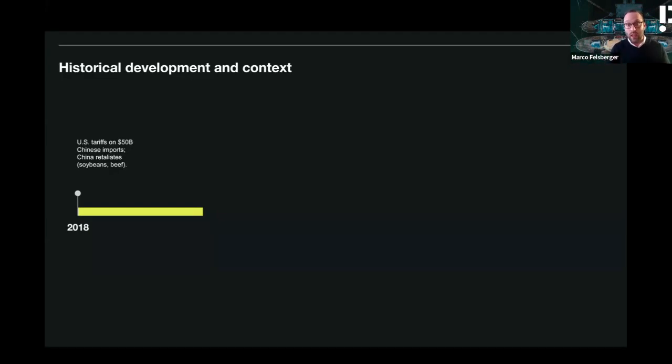So this is also important if we have an outlook, if we make a risk assessment, to take that into consideration. What could be next if a certain party sets a certain action.